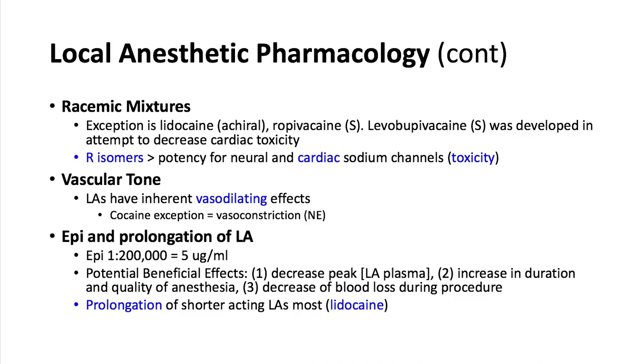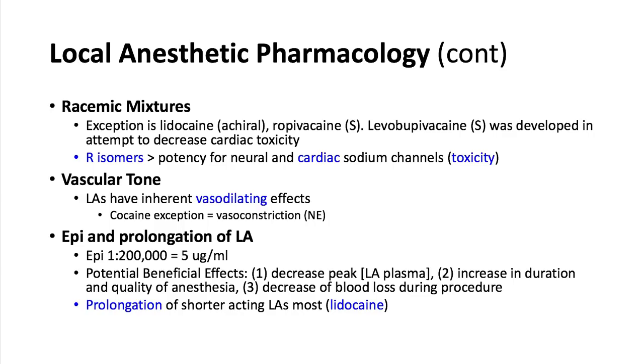Let's look at more about the pharmacology of local anesthetics. They're racemic mixtures in general. There are some exceptions. For example, lidocaine is achiral, and there are some local anesthetics that were developed as a single S form, for example, ropivacaine and levobupivacaine. But ropivacaine is the one that we think of clinically mainly. The reason for that is because the R isomer form tends to be more potent for cardiac sodium channels and therefore more toxic. So if we can develop it with the S form, maybe there is less cardiac toxicity, and that is the goal.